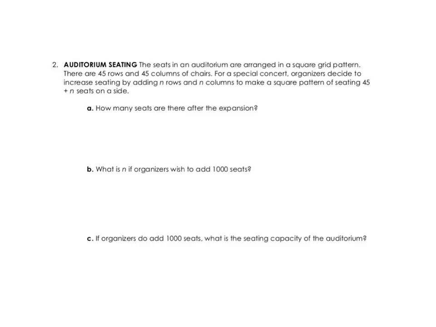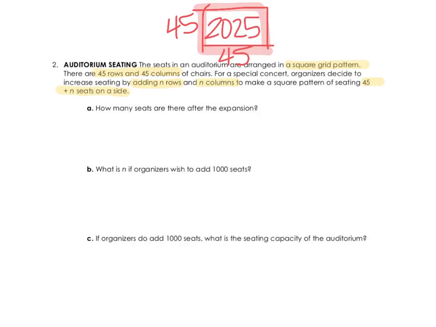All right, number 2, auditorium seating. The seats in an auditorium are arranged in a square grid pattern. There are 45 rows and 45 columns of chairs. For a special concert, organizers decide to increase seating by adding n rows and n columns to make a square pattern of seating, 45 plus n seats on a side. Just visualizing this, we've got an auditorium in a square, and we know there's 45 rows and 45 columns of seats. Altogether, that would be 2,025 seats, because 45 times 45.